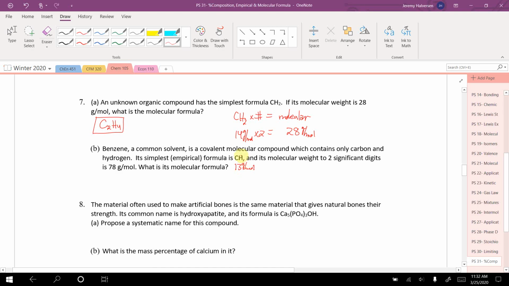So I need to multiply this CH by something in order to get a molecule with a mass of 78. Well, what do I need to multiply it by? Well, 78 divided by 13 gives me 6, which means I need to multiply this CH by 6, which means I'm going to get C6H6. Awesome.